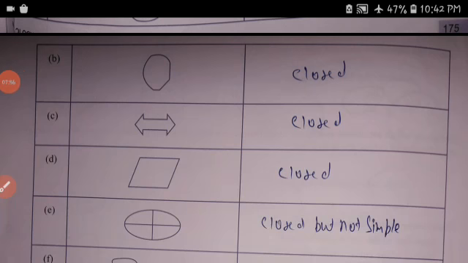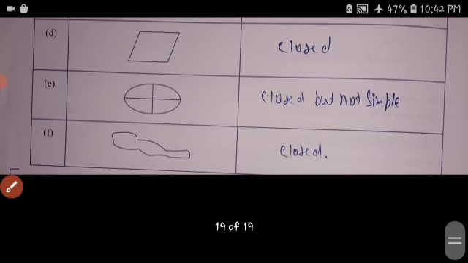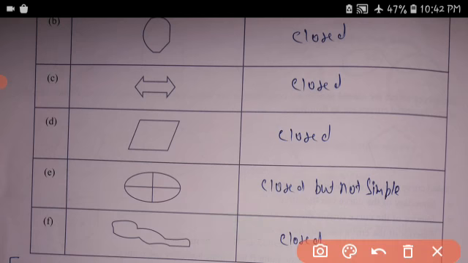Now E. Figure E is a closed curve but not simple. And these are also closed.